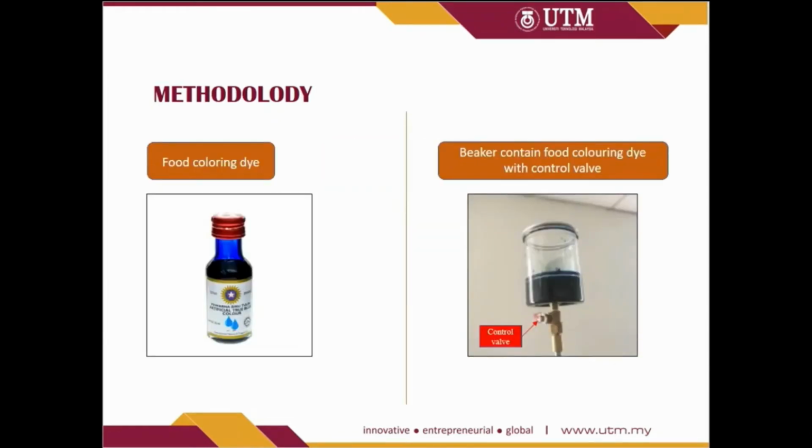This is the material that I used to conduct the experiment for streamline observation. This is food coloring dye, which is the best tool to observe the streamline. From the right, it shows the beaker containing food coloring dye with a control valve, which is to control the flow of dye when entering the test section.